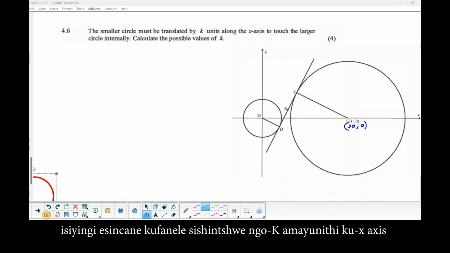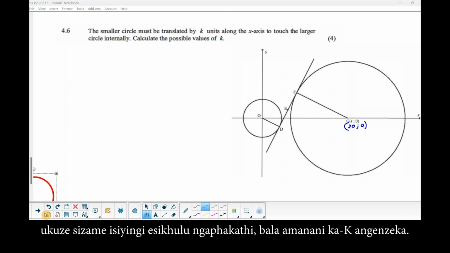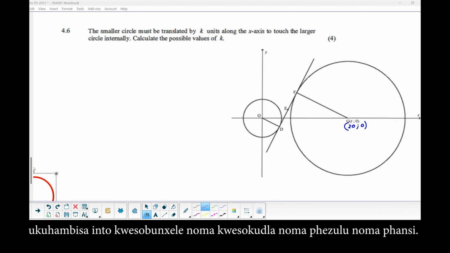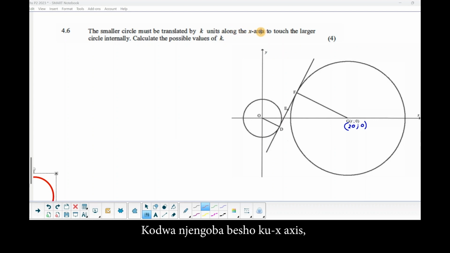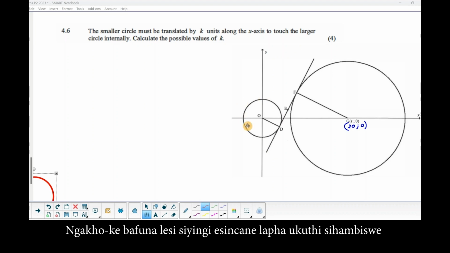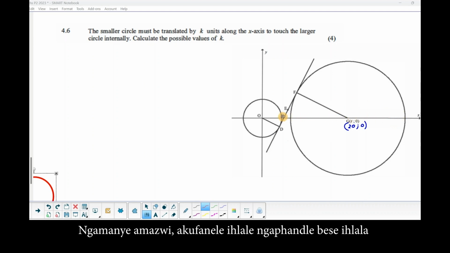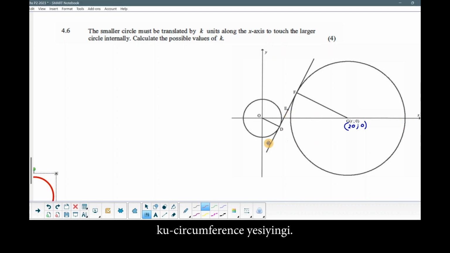4.6. The smallest circle must be translated by k units along the x-axis to touch the larger circle internally. Calculate the possible values of k. So essentially, translating means to shift something left or right or up and down. But because they say along the x-axis, we know that we're going just horizontally. Right, so they want the small circle here to be shifted along to the big circle, but it must touch on the inside of that circle. In other words, it mustn't overlap on the outside, and it mustn't sit on the circumference of the circle.